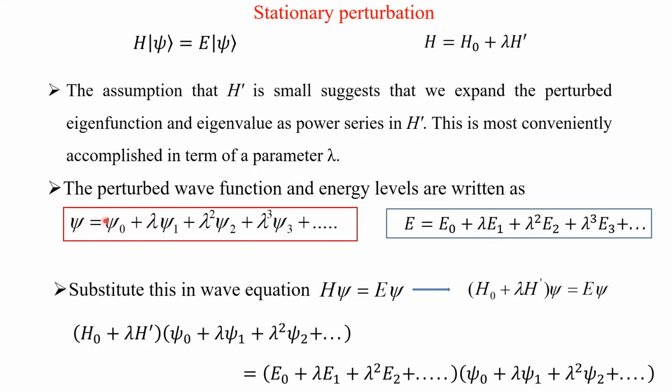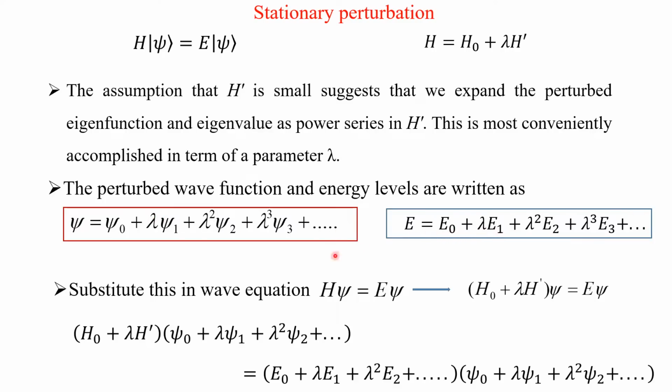Here psi naught is the unperturbed wave function, and psi 1 is the wave function under perturbation condition, that is at energy state 1, this is at energy state 2, like that. Similarly, the energy level can be written as E naught plus lambda E1 plus lambda squared E2 plus lambda cubed E3. E1 is the first order energy correction, E2 is the second order energy correction, E3 is the third order energy correction, and it will go on.